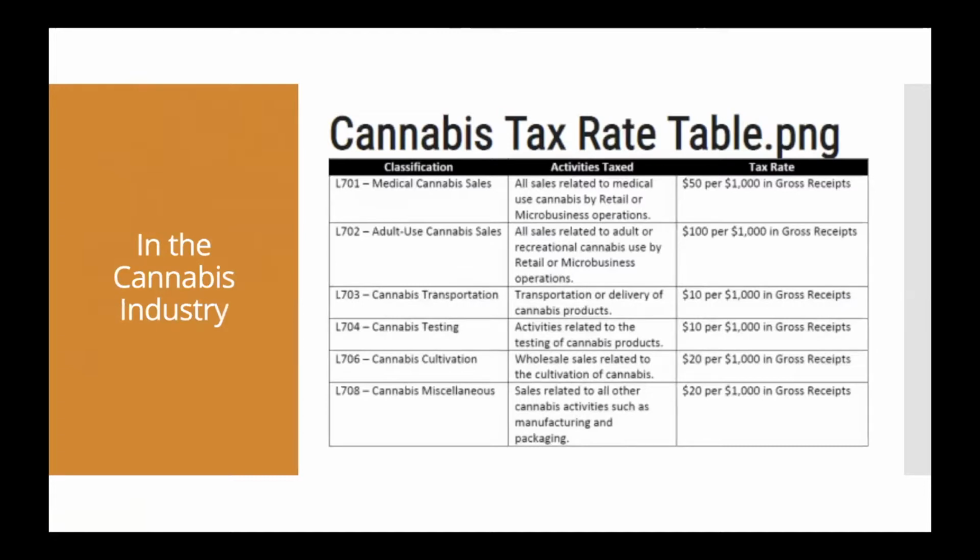So I guess if you are in that industry, it would probably behoove you to be outside the city of LA, assuming that that other city that you're in also does not have these astronomical tax rates that they charge.